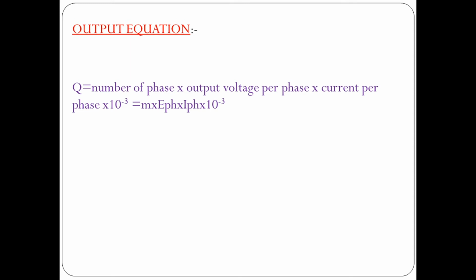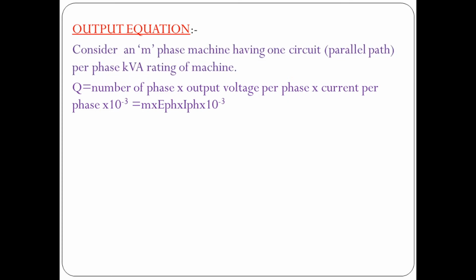So now coming to the very important derivation, which is similar to that of the transformer. We have to derive the expression for the output equation of the three-phase induction motor. So consider an M phase machine. If we are considering the three-phase induction motor, then M is equal to 3. It is a general value.